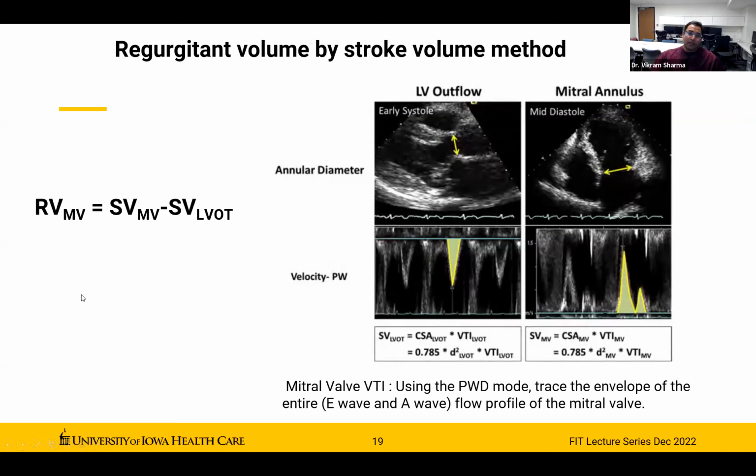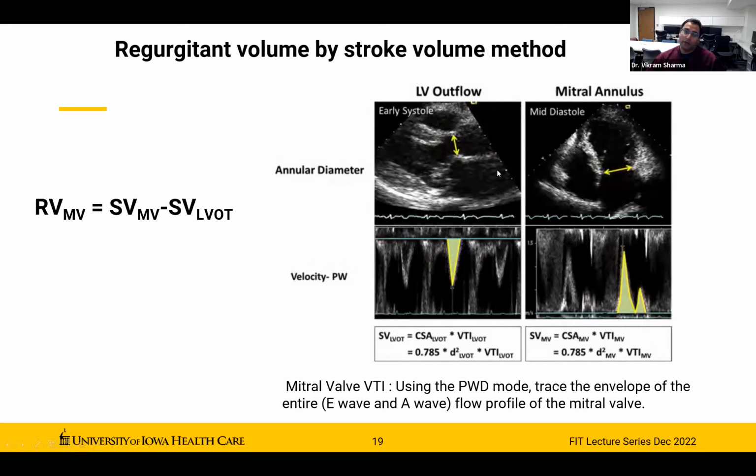So in some patients, it may not be possible to do the PISA method, and in those cases, we can use the regurgitant volume by the stroke volume method. Basically, the concept is that whatever blood flow is coming into the LV from the mitral valve is then ejected out from the left ventricular outflow tract. That's the LVOT stroke volume, and a part of it goes back through the mitral valve as a regurgitant volume. So basically what it's saying is the stroke volume across the mitral valve, that's what's coming into the LV, is equal to the regurgitant volume across the mitral valve plus the stroke volume through the LVOT. So bringing that to the other side will allow us to calculate the regurgitant volume.